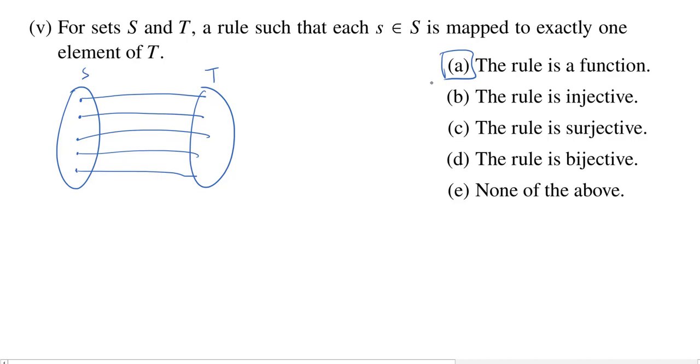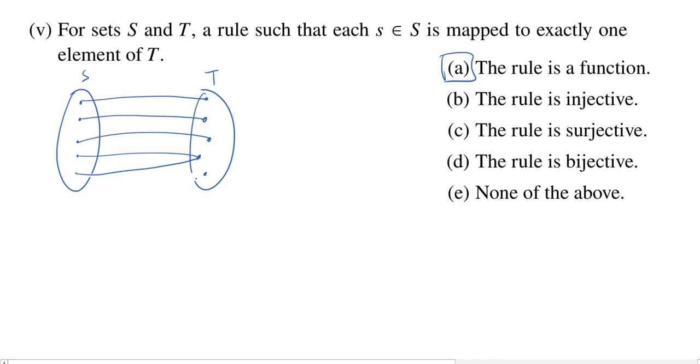But now in terms of it being injective or surjective, we really don't know, because it could be that a couple of these arrows went to the same place. This is totally a possibility. If you have two different elements in S mapping to the same place, you don't have an injective function. So we just don't know. We cannot conclude that the rule is injective.